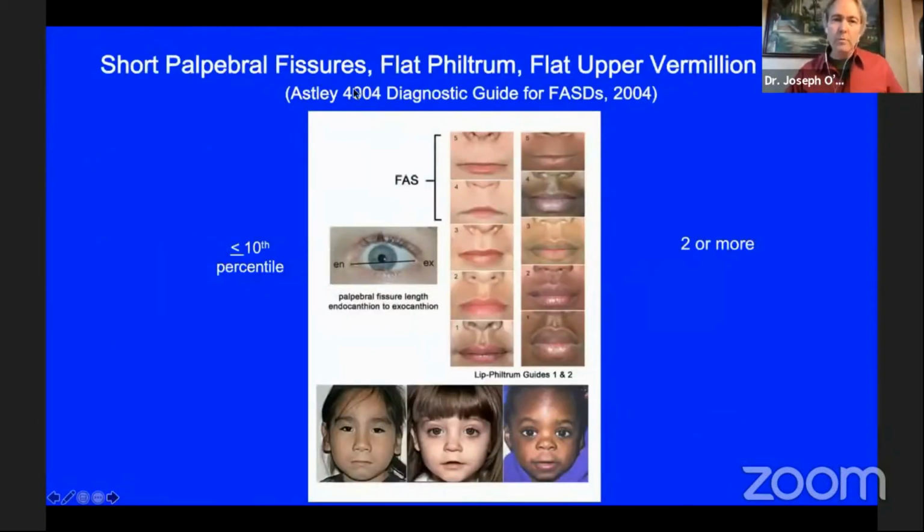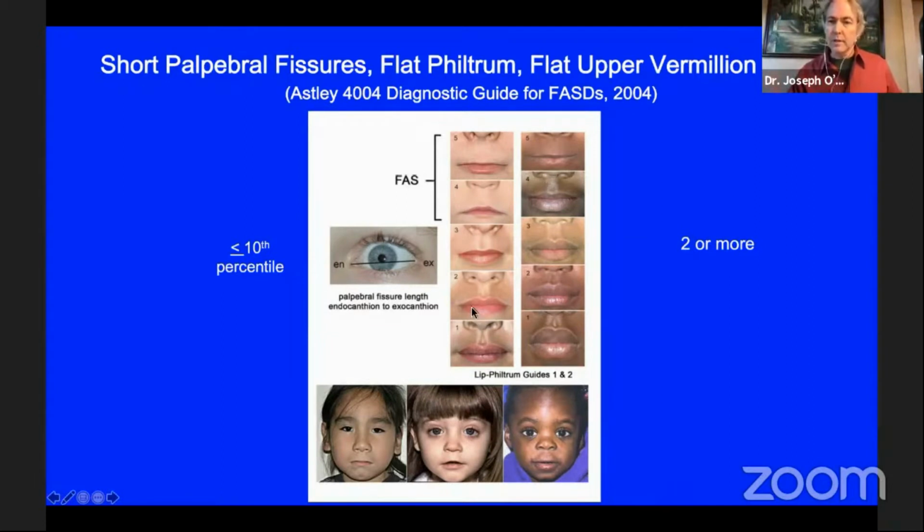So how do you measure the palpebral fissures and determine a flat philtrum and flat upper vermilion? Measuring the palpebral fissures is very easy. You essentially hold a ruler up to the child's eye and have him or her open his or her eyes all the way. Asking them to look up is one way to do that. And you measure from the endocanthion to the exocanthion. Then you look up on a chart and see if the child is less than or equal to the 10th percentile for the child's age.